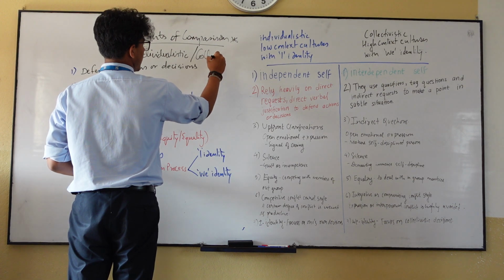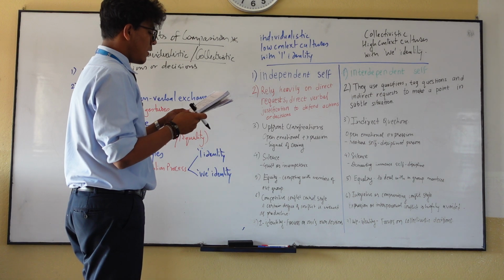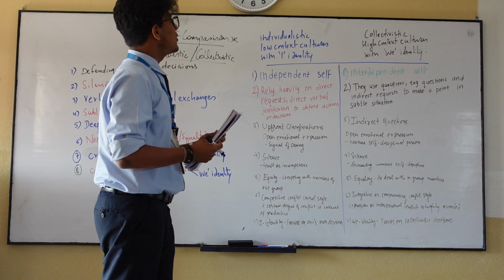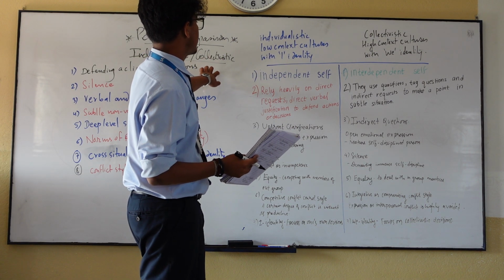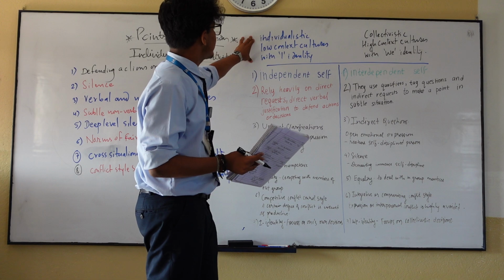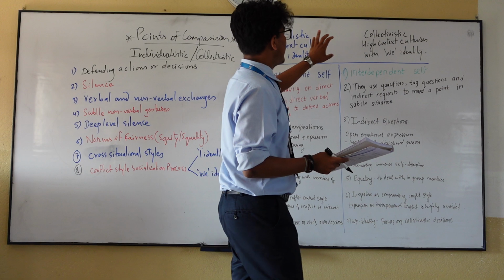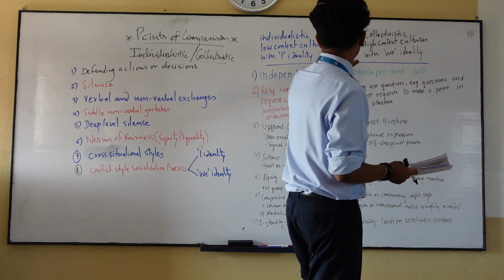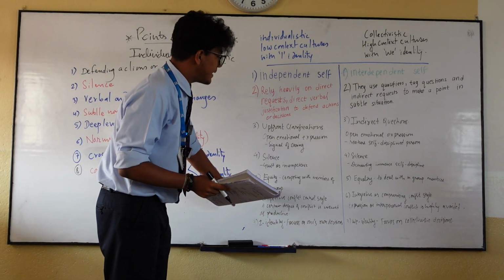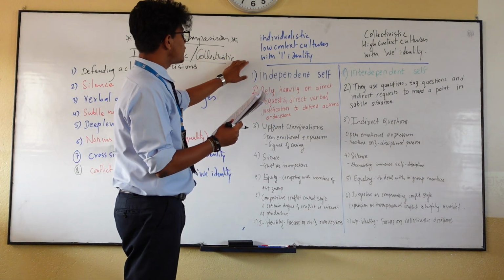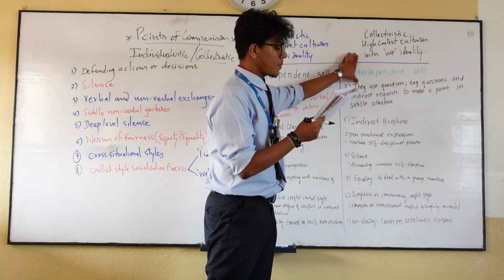Listen carefully. Have a loud voice and slowly speak. So in today's class, we'll be understanding the different points of comparison between individualistic and collectivistic. We have also categorized it as individualistic can also be low context cultures with I identity, and collectivistic high context cultures with We identity. So we have 7 points here to be able to categorize it in different ways. The first will be independent self for individualistic and interdependent self for collectivistic.